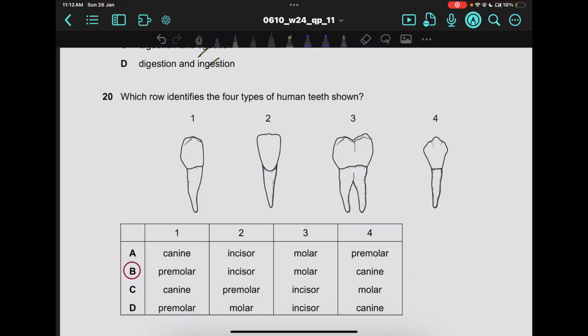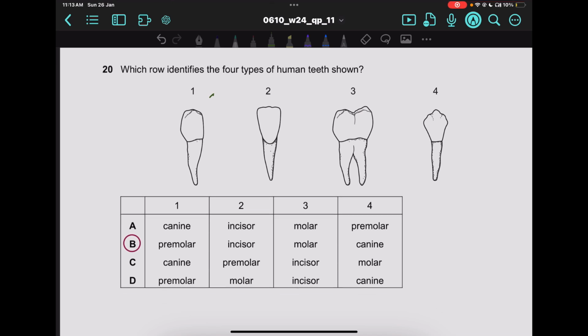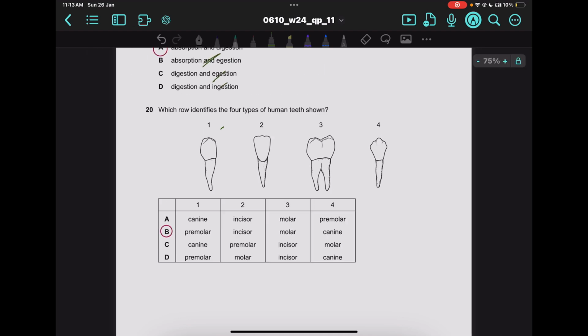20. Which row identifies the four types of human teeth shown? 1 is the premolar, 2 is the incisor, 3 is the molar, and 4 is the canine. You can use something for easier memorization. The big one, which is divided over two parts, is always the molar, and the premolar is basically half of the molar. This is just for memorization. And of course, this question depends on your memorization. You have to know how they look and their names.